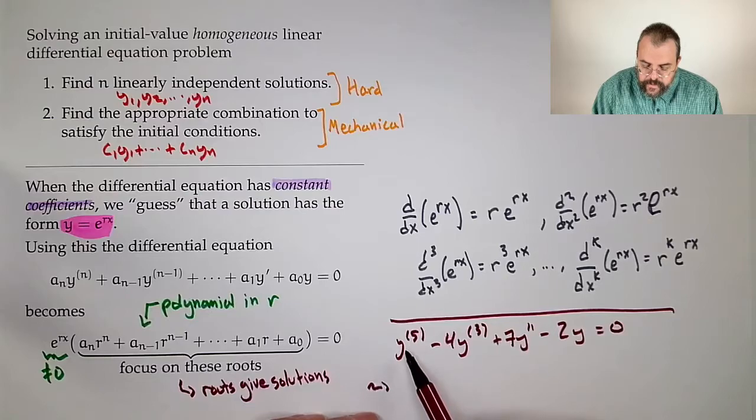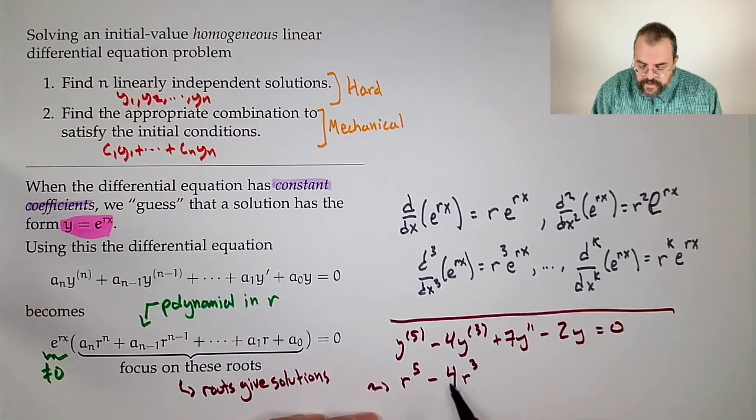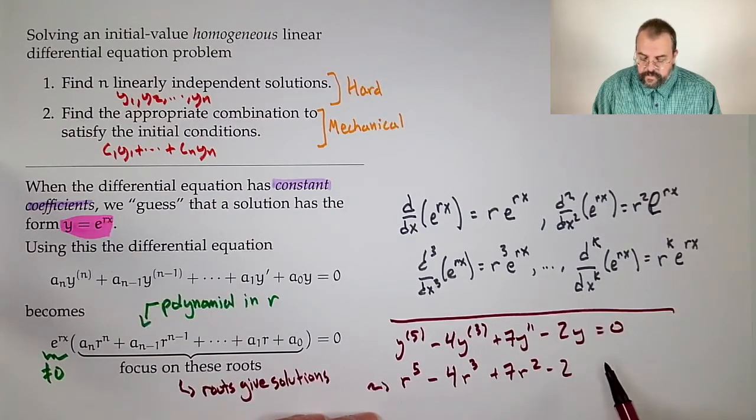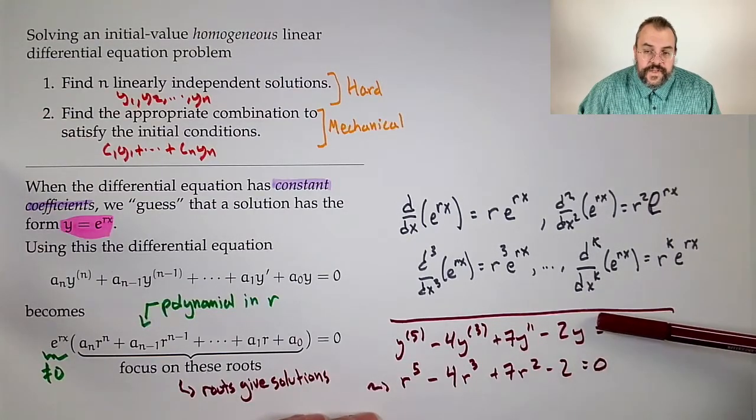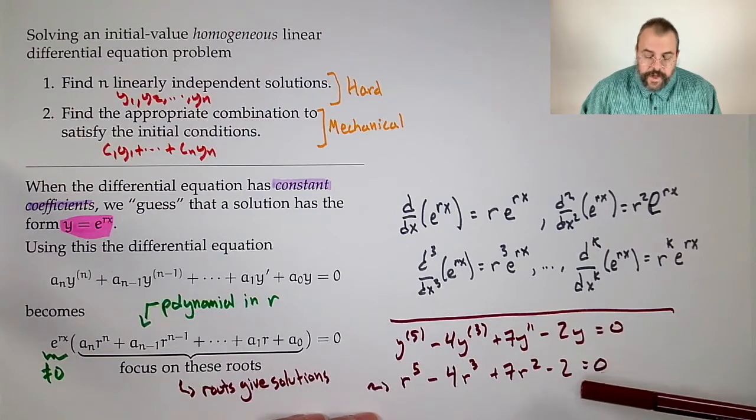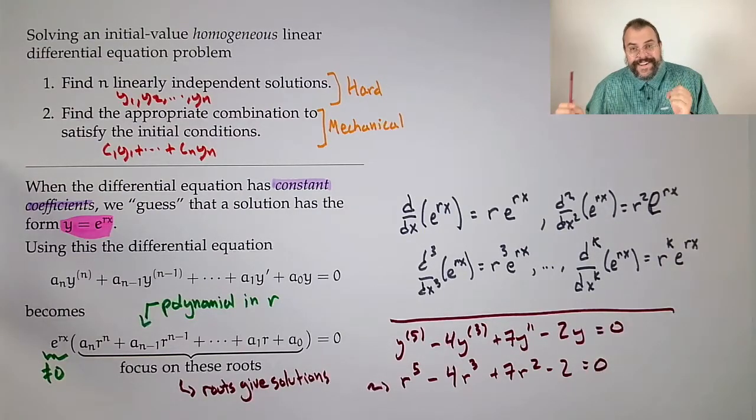Well, we say, look, fifth derivative leads to 5th power, r to the 5th. Third derivative, 3rd power, r cubed. Don't forget the minus 4. 7, r squared. Minus 2, r to the 0, which is 1. And then we say, look, instead of trying to solve this differential equation, we really just have to solve this polynomial.